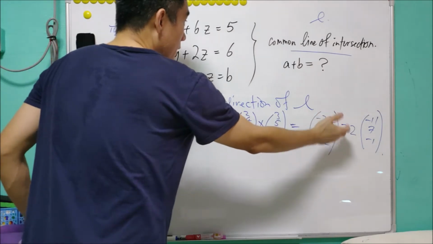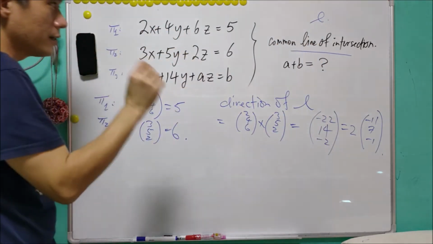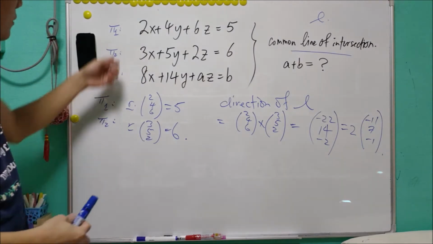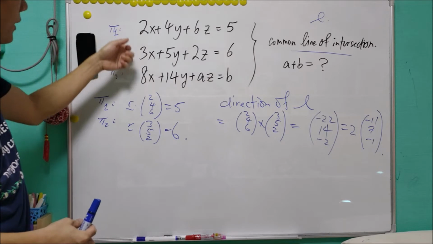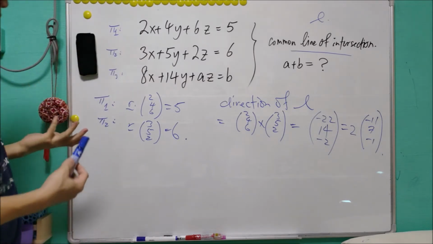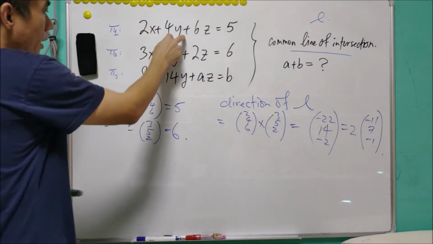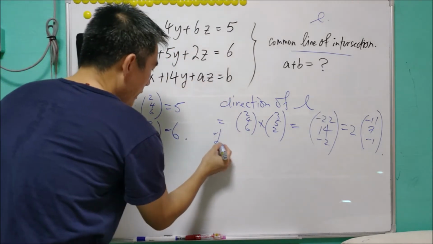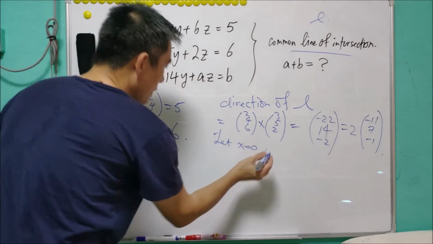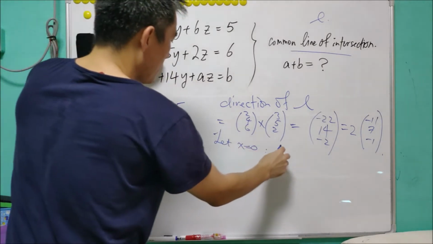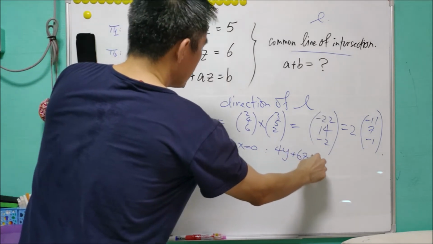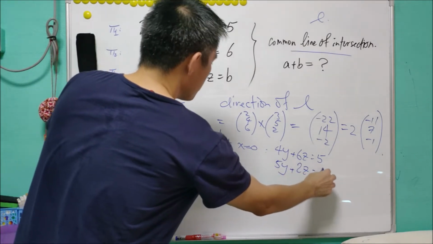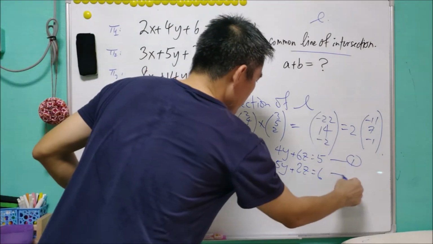So now we already set the direction of L. Now we need to find a point on L. A point on L will be common for the planes 1 and 2. In order to do that, we can let x be 0, or y be 0, or z be 0, any of these. So I just let x be 0. So if x equals 0, 4y plus 6z equals 5, and 5y plus 2z equals 6. Call this equation 1, equation 2.